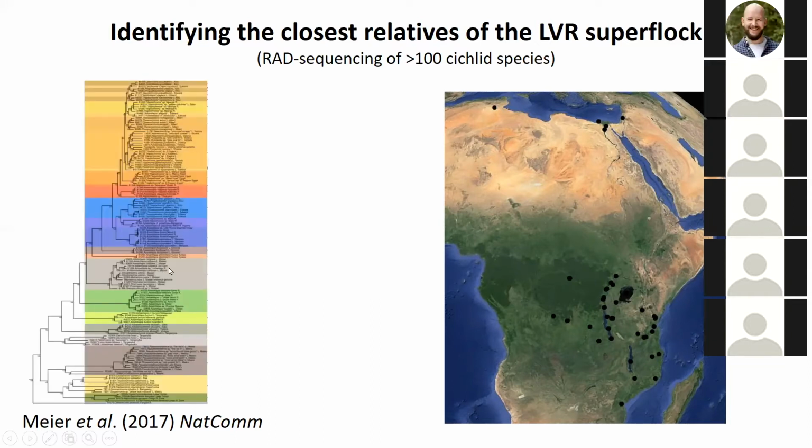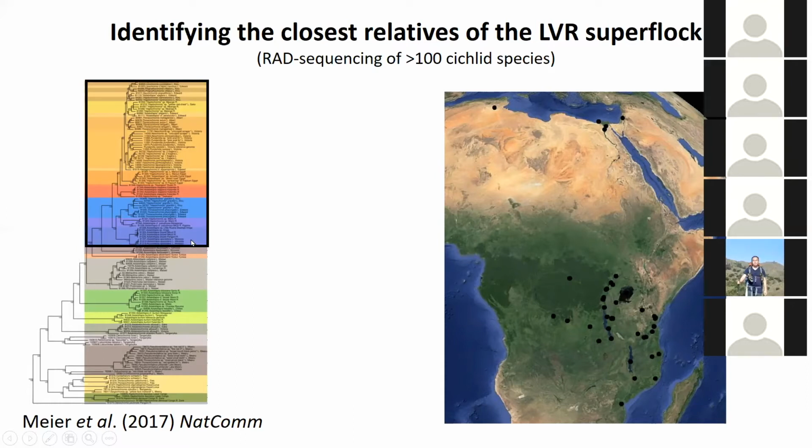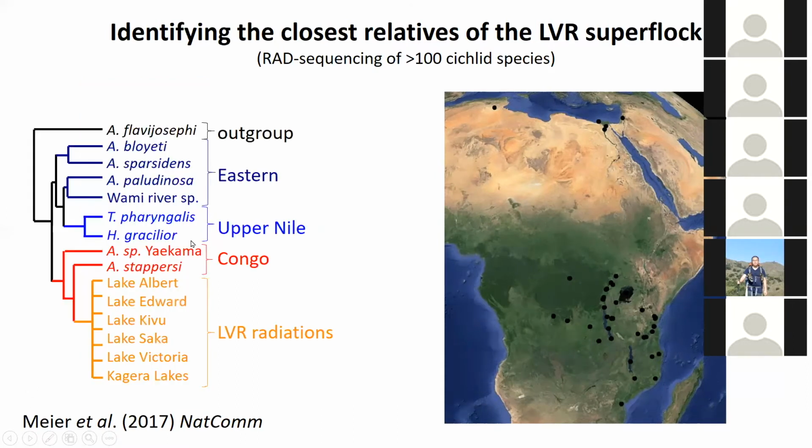The phylogenetic tree I generated from this data set is too big to see anything, so let's just zoom into this region here. What I found is that the Lake Victoria region radiation, this Lake Victoria region superflock, forms a monophyletic group. The closest relatives are cichlids from the Congo, and the next closest relatives are cichlids from the Upper Nile region and the region on the east of the Lake Victoria region.